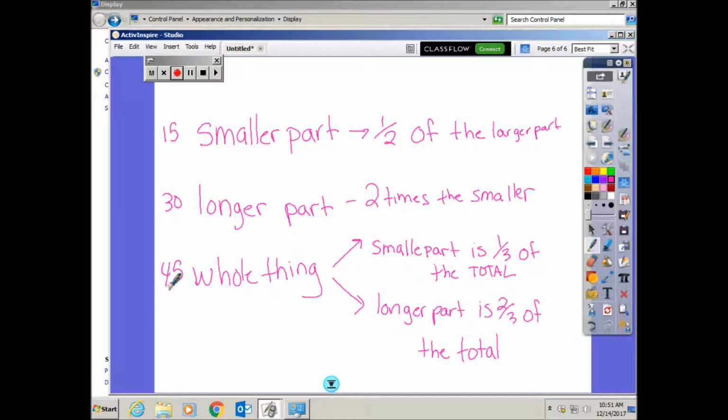Okay? And you were asked to find E to A, which is 54. This one, you were given the smaller part of 18. You were asked to find the whole thing. I would have then said if the smaller part is 18, the longer part is 36, 2 times the smaller, and the whole thing is 54. Okay?